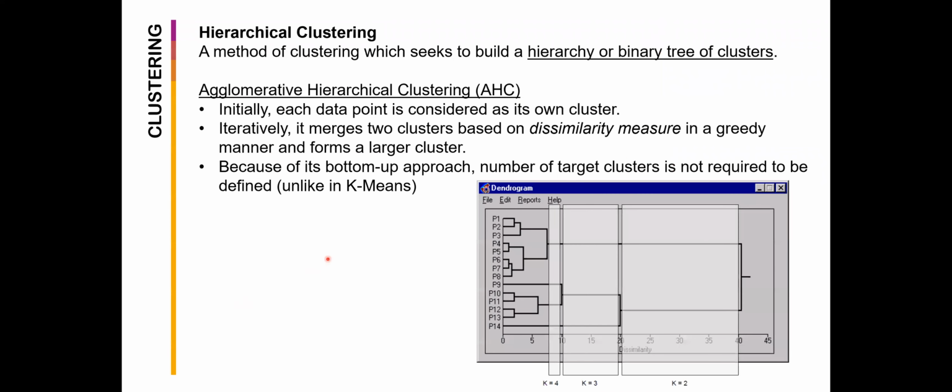The next one is the agglomerative hierarchical clustering. As the name says, we are trying to make a hierarchy of clusters, okay? Hierarchy or binary tree of clusters. Now, initially, each data points, they are all independent clusters by themselves. Okay, they are considered as its own cluster. So say point 1, cluster 1, point 2, cluster 2, point 3, cluster 3, and so on. Okay, now they merge depending on a specific dissimilarity measure in a greedy manner.